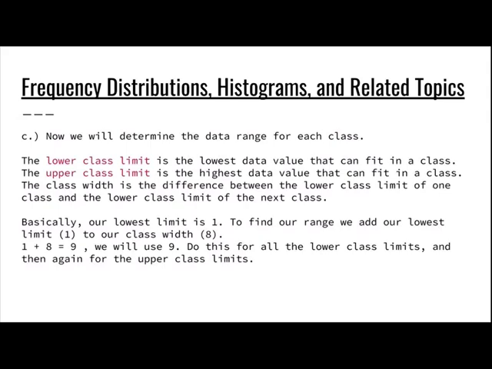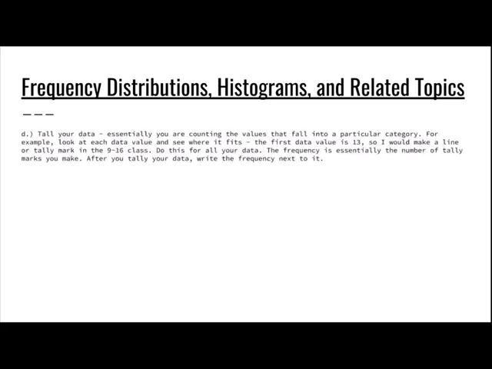Next, we're going to determine the data range for each class. We have the lower class limit and we have the upper class limit. The lower class limit is the lowest data value that can fit in a class, while the upper class limit is, you guessed it, the highest data value that can fit in a class. The class width is the difference between the lower class limit of one class and the lower class limit of the next class. Our lowest limit is 1. To find the range, we add our lowest limit 1 to our class width, which is 8. So 1 plus 8 is 9, so we're going to use 9. We're going to do this for all of our lower class limits, and then again for our upper class limits. I'll show you on the chart.